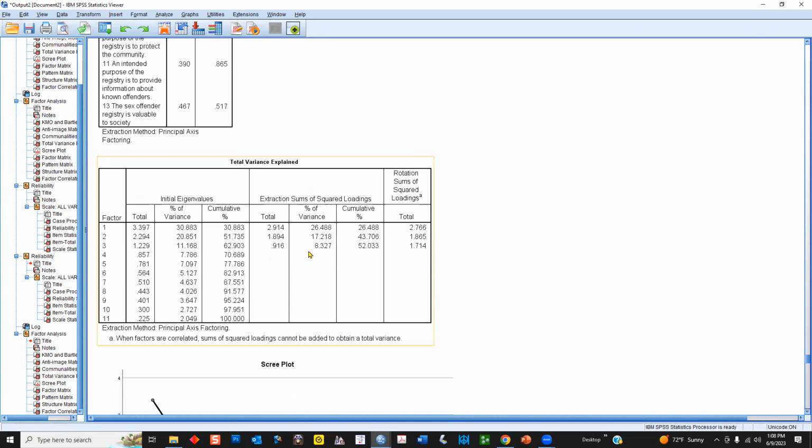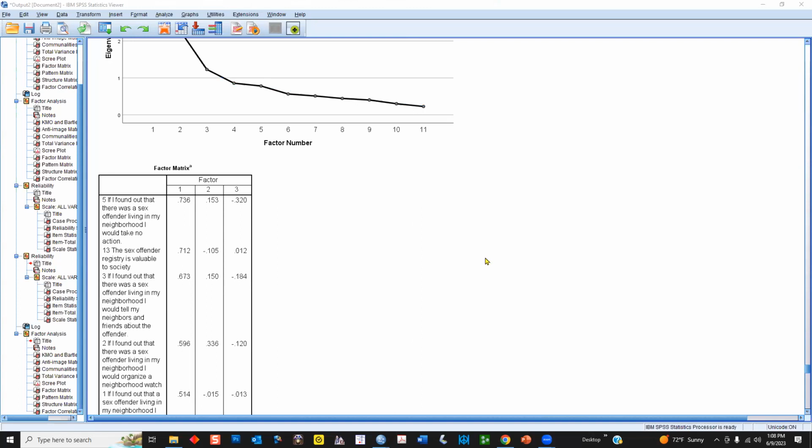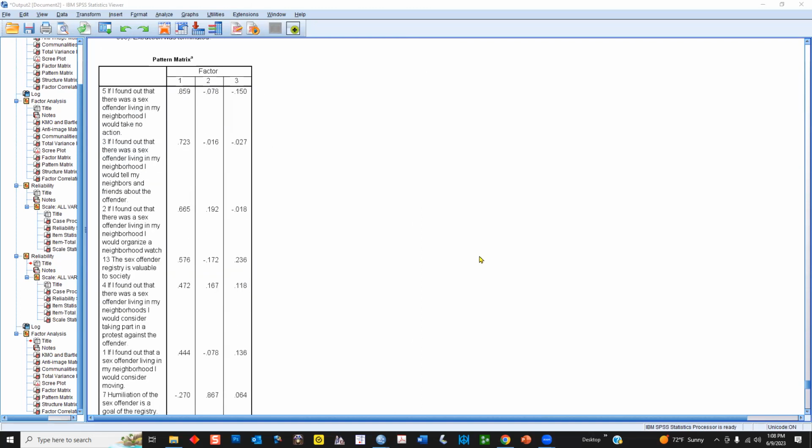The eigenvalues got a little bit better. These numbers went up a little bit by removal of those two bad items. So that's a sign that we made the right choice. If we look at the scree plot, now you can see that it's a little bit more clean in terms of having 3 factors emerge from the scree plot. So that's again a sign that we did the right thing by removal of those 2 items. And then going down to the pattern matrix, let's evaluate the whole thing all over again.